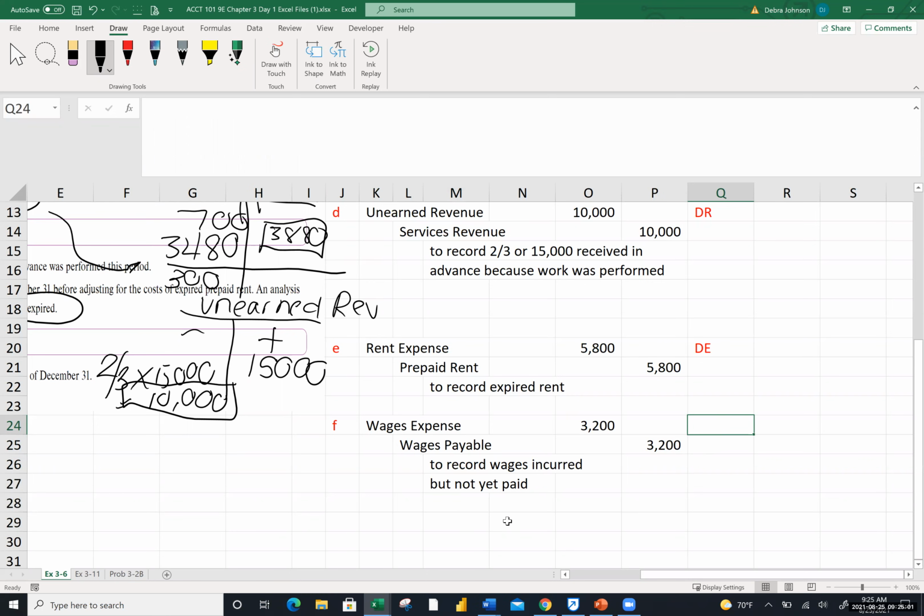So if the answer is no, it's an accrual. And this is an accrued expense. Why? They've incurred the cost, but they haven't yet paid it. No cash has changed hands. And so they have to accrue the expense because of the matching principle or the expense recognition principle.